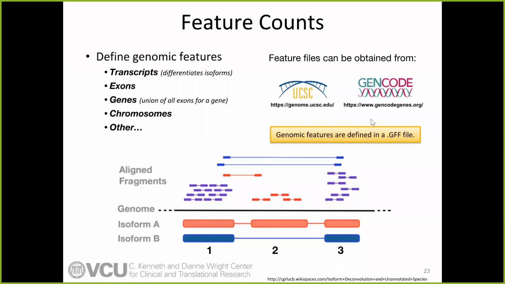So feature files from well-known organisms can be downloaded from the UCSC table browser and GenCode. I get most of my feature files in reference genomes from GenCode.